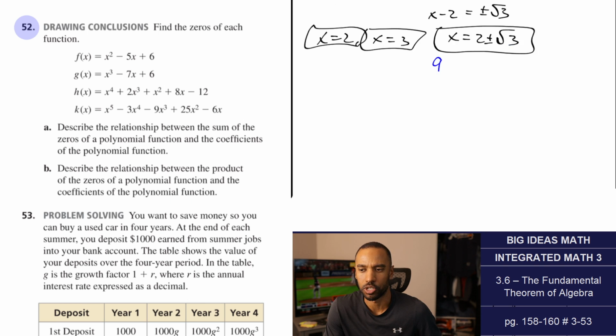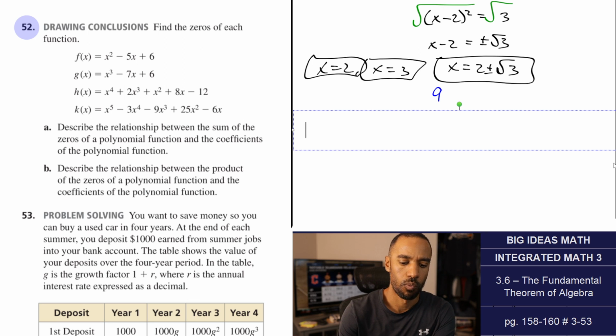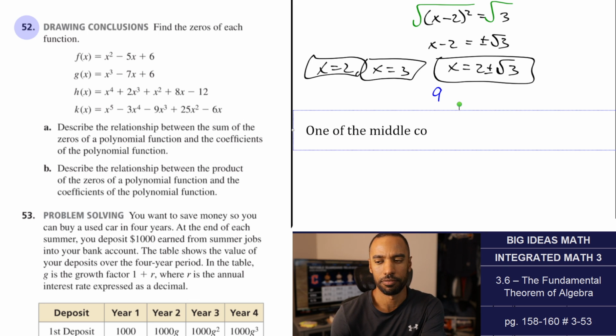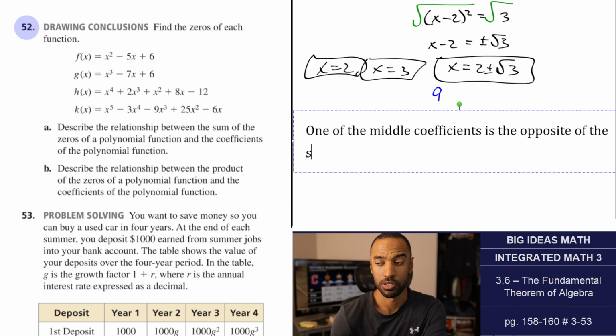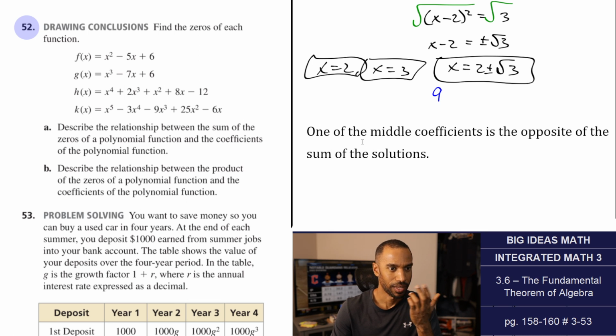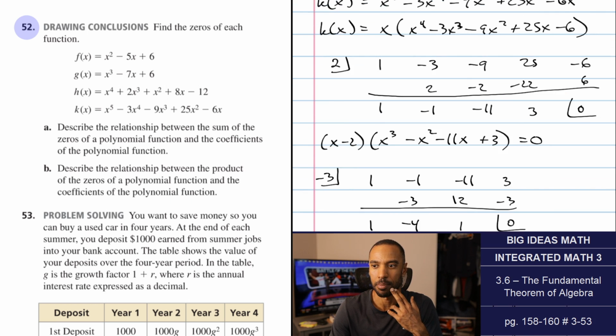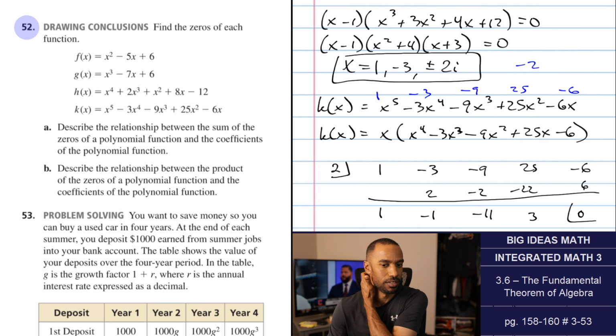What do they want? A middle term is the opposite of the sum of your solutions? That's all I'm seeing. I'm not sure what the answer is, unless we're supposed to add the coefficients together, but I didn't see anything there either. One of the middle coefficients is the opposite of the sum of the solutions. That's all I see. Remember, one of them was 0. The opposite of 0 is 0. That's all I got. I don't know if that's right or not. That's as best as I could find, man. That seemed a little different of a problem. Do you guys see anything else there? I mean, maybe there's something I'm not noticing.